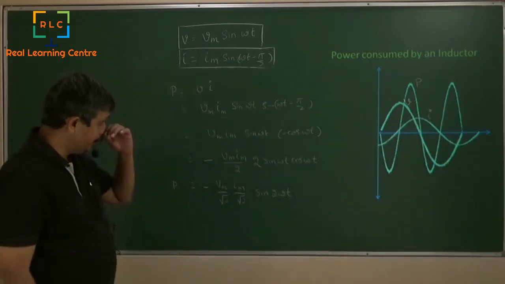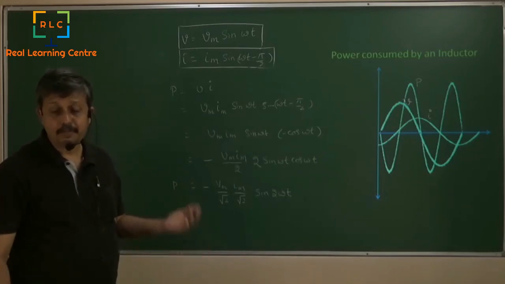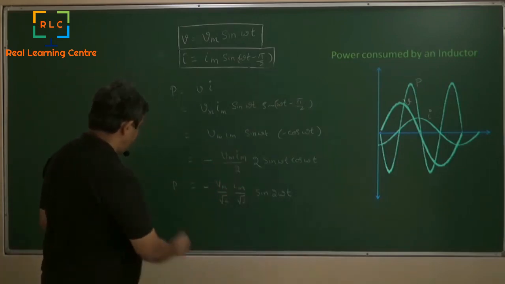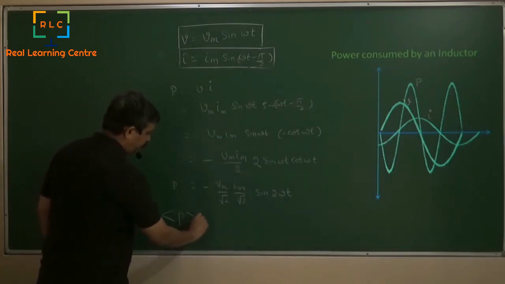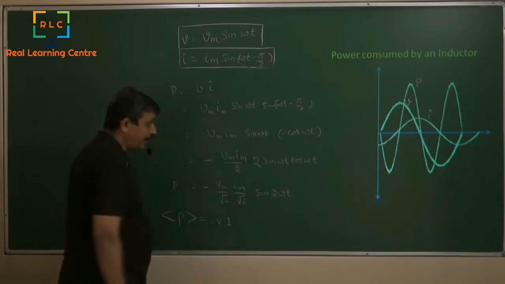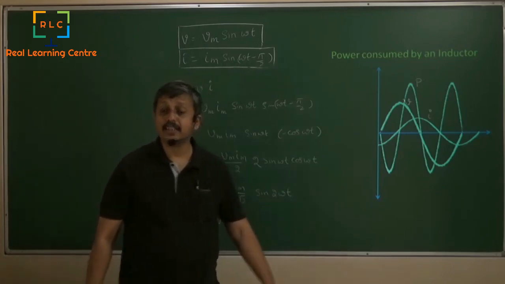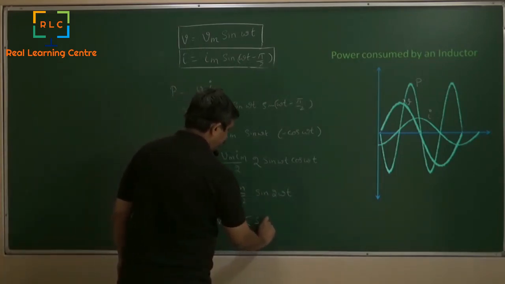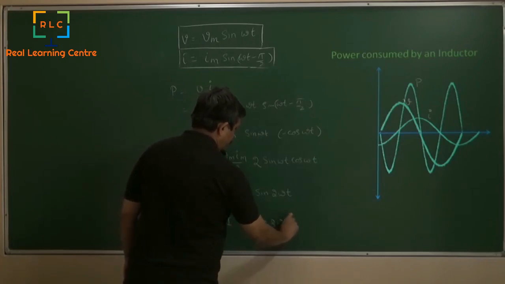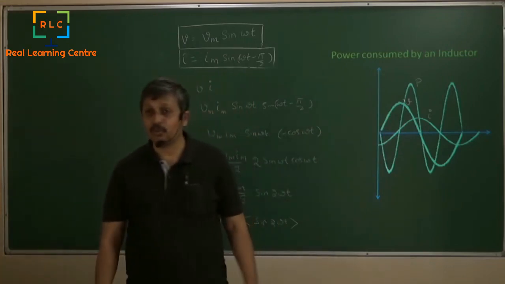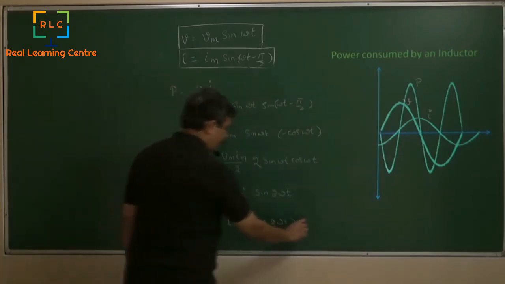And you can also see the overall average power, if you want to see it over the whole cycle. So if I want to calculate the average power, that will be equal to V into I into sine 2 omega t. What is the average of any sine function over the full cycle? Positive equal to the negative, so it will become 0. So average power consumed is actually 0.